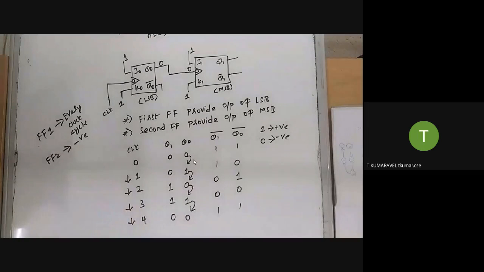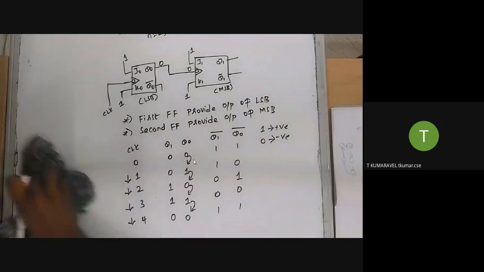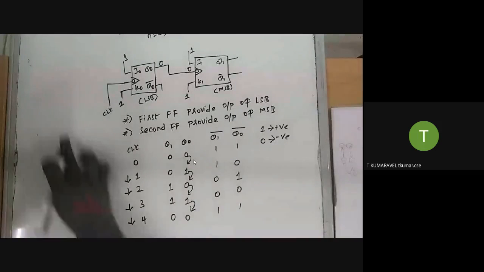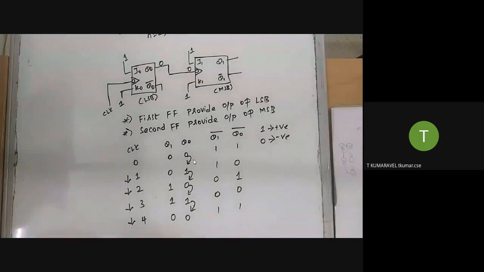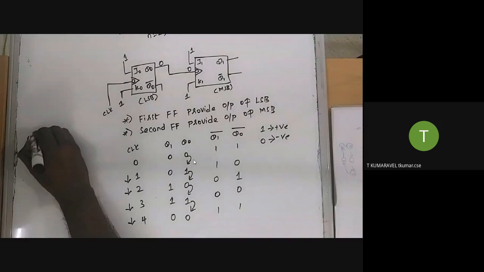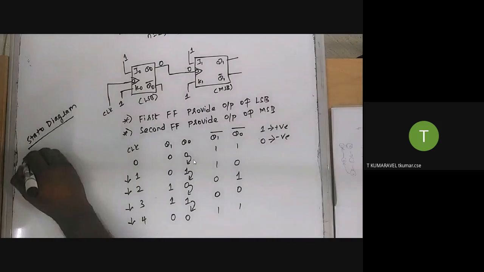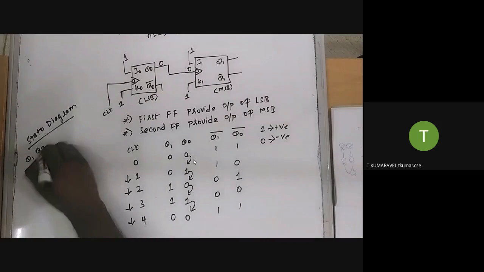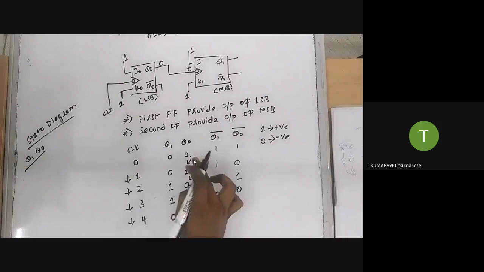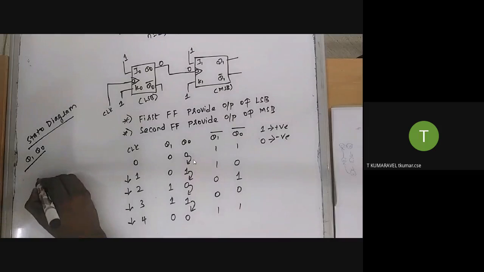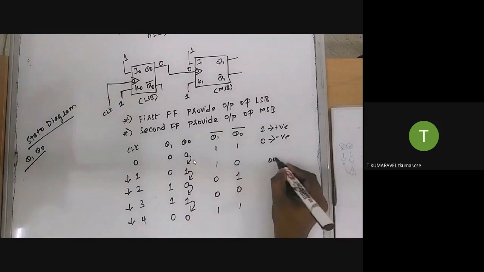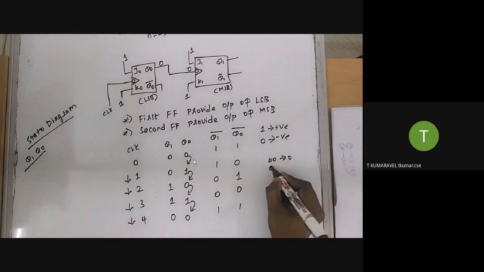Same thing, I'm going to represent it as a timing diagram. Before moving to the timing diagram, I'm going to draw the state diagram for Q1 and Q0. What is the initial state? 0, 0. We call it 0. Then 0, 1, we call it 1. Then 1, 0, we call it 2, and 1, 1, we call it 3.